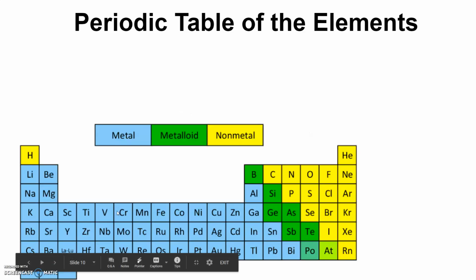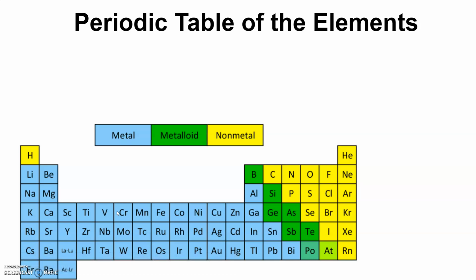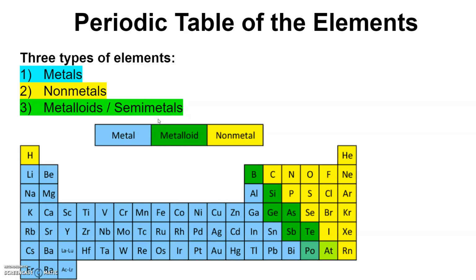Okay, so before school closed, one of the things that we looked at in Unit 3 is the arrangement of the periodic table and how we can use the periodic table to determine the type of element that we have. So when I say type of element, there are three types of elements: metals, nonmetals, and metalloids, also known as semi-metals. And in this periodic table, they're color-coded, so that's pretty easy to see.